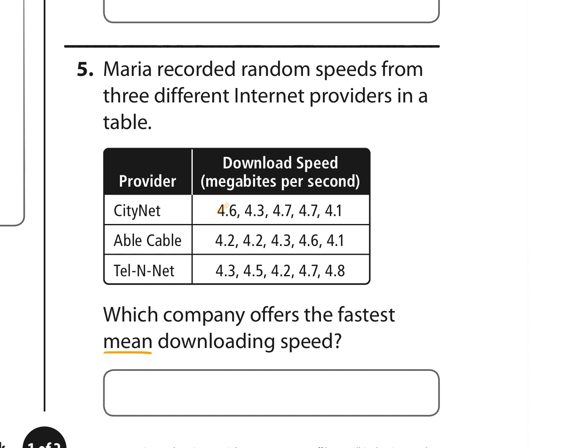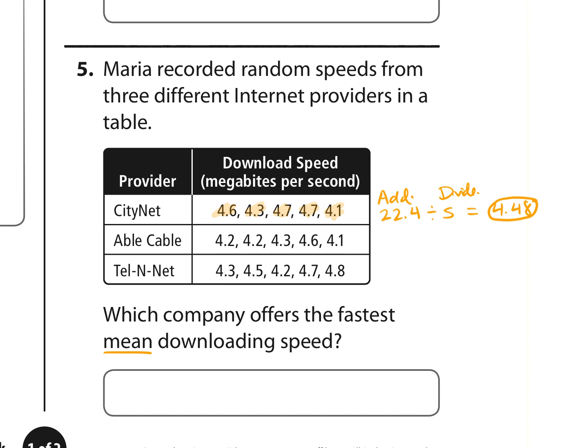with 4.6 plus 4.3 plus 4.7 plus 4.7 plus 4.1. Add those together. We get 22.4. And then there were 5 numbers. We're going to divide by 5. And we get 4.48, and that is the download speed. So 4.48. Let's go through these other ones.